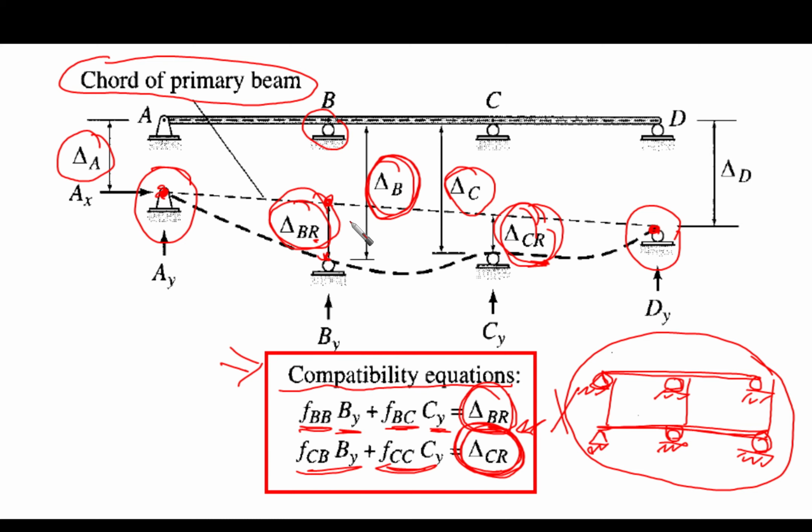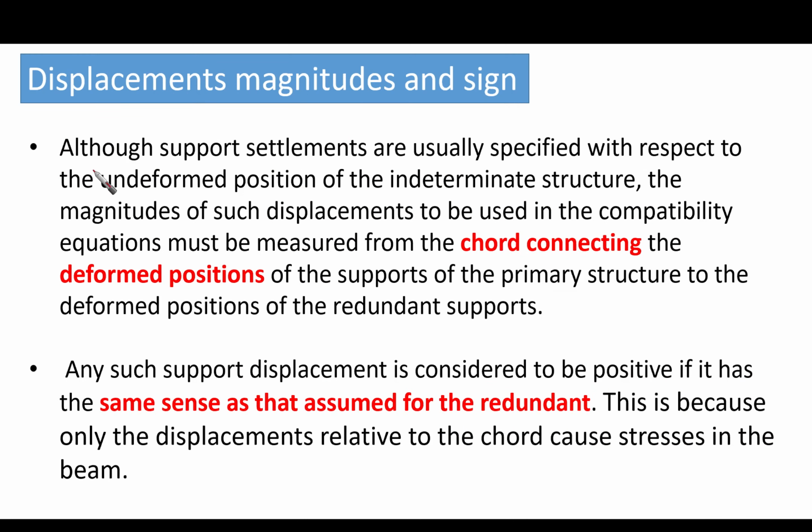So this is how we are going to perceive our support settlement in case of differential settlement. The first thing is to link a chord for the primary beam from point A to the last point, which is point D, for example, and anything in between we can get its relative settlement. Now let's go to the previous one. You need to read this paragraph again, because here we are talking about the first part, which is the magnitude. This is related to the magnitude: the chord connecting the deformed positions, as we have explained.